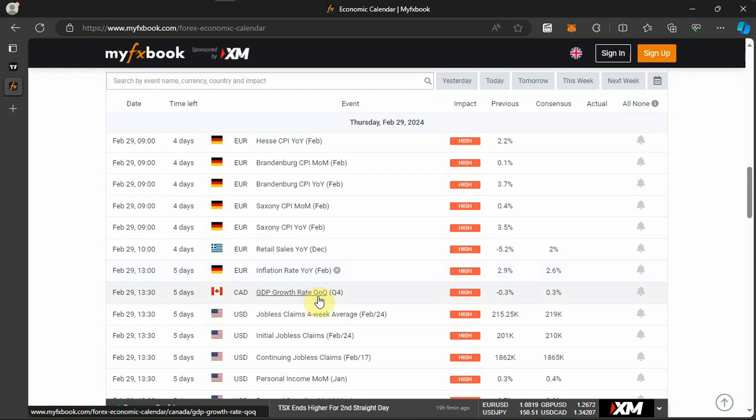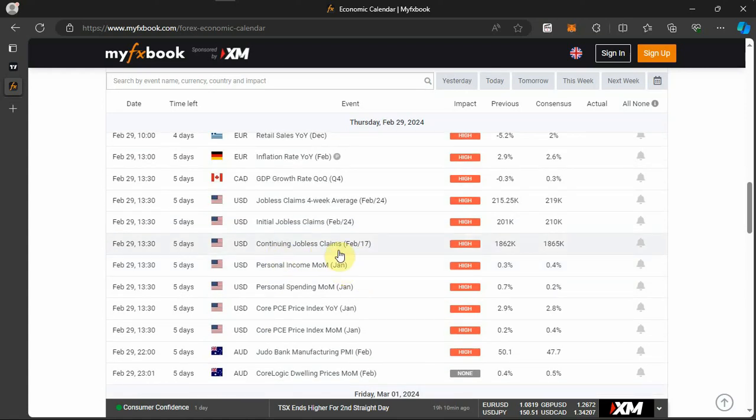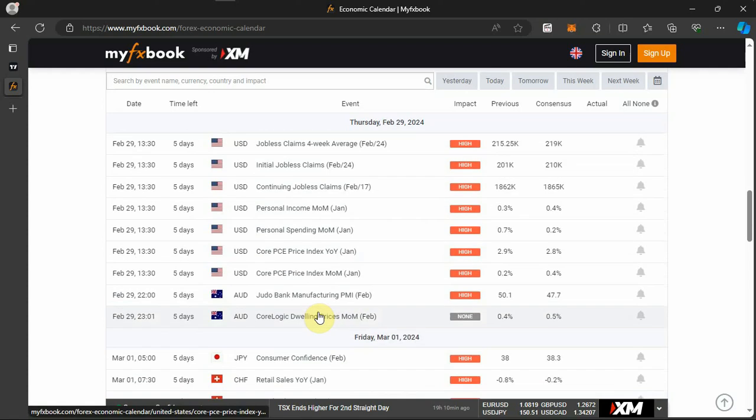You have GDP growth rate quarter over quarter for the fourth quarter for Canada. We have jobless claims 4-week average as at 24th February for USD. We have initial jobless claims as at 24th February for USD, continuing jobless claims as at February 17th for USD, personal income month over month for the month of January for USD, personal spending month over month for the month of January for USD, then the core PCE price index year over year for the month of January for USD. We have the core PCE price index month over month for the month of January for USD.